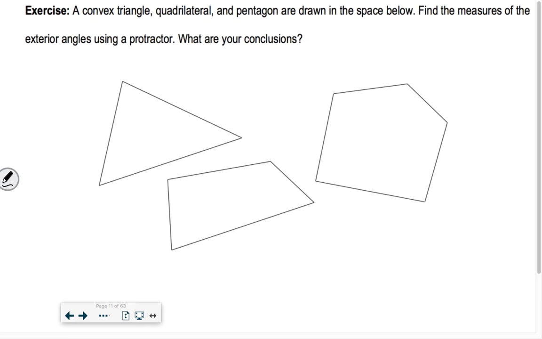So we just talked about interior angles. Interior angles are the ones that are on the inside. Exterior angles are the ones that are on the outside.